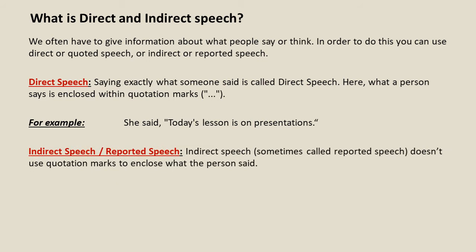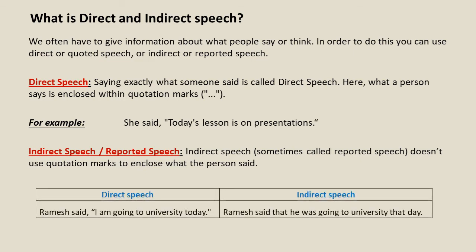What is indirect speech or reported speech? See here, indirect speech, sometimes called reported speech, does not use quotation marks to enclose what the person said. And see an example sentence. And this is an example sentence for indirect speech. Please have a look at it. It is indirect speech and it is direct speech.